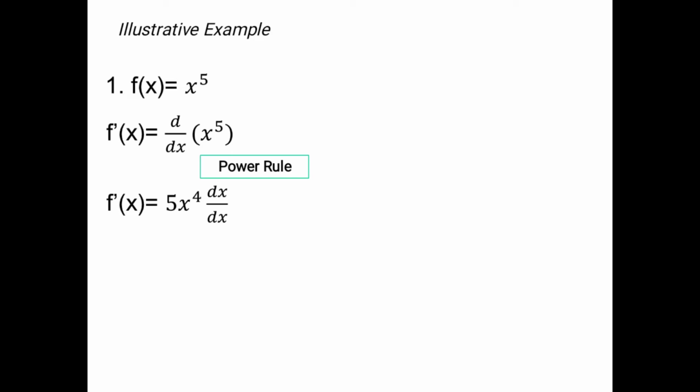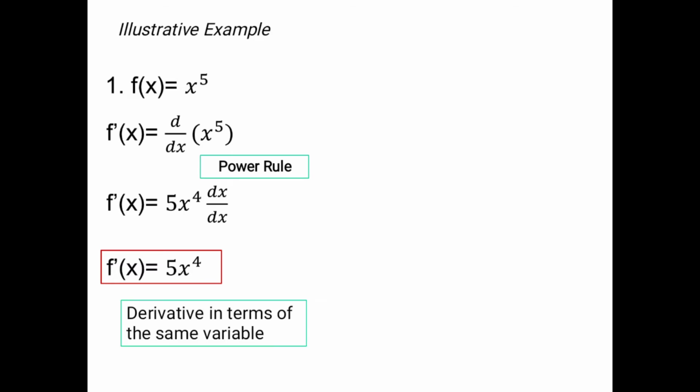And there is dx over dx on the right side of this term to indicate that we already got the derivative of x to the 5th power. When we are looking for the derivative in terms of the same variable, we don't have to put dx over dx. So the final answer is f prime of x is equal to 5x raised to the 4th power. This is what we call the derivative in terms of the same variable.